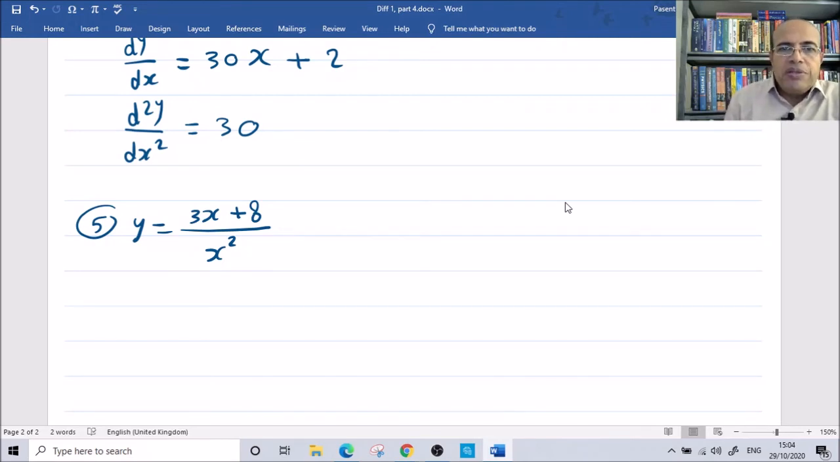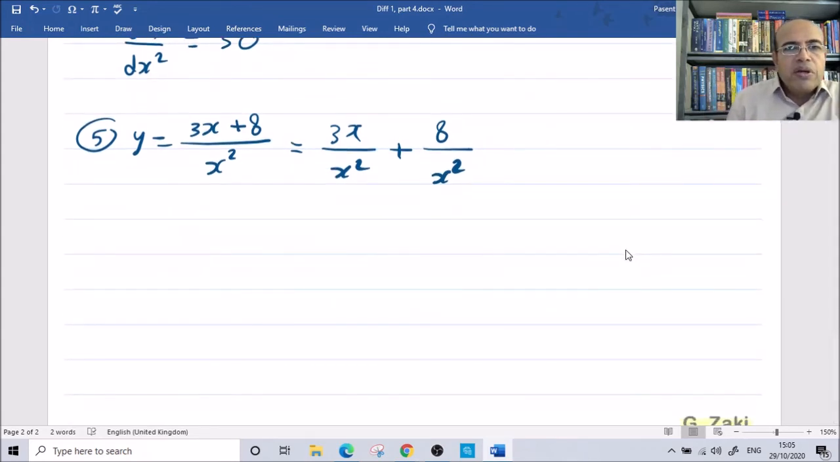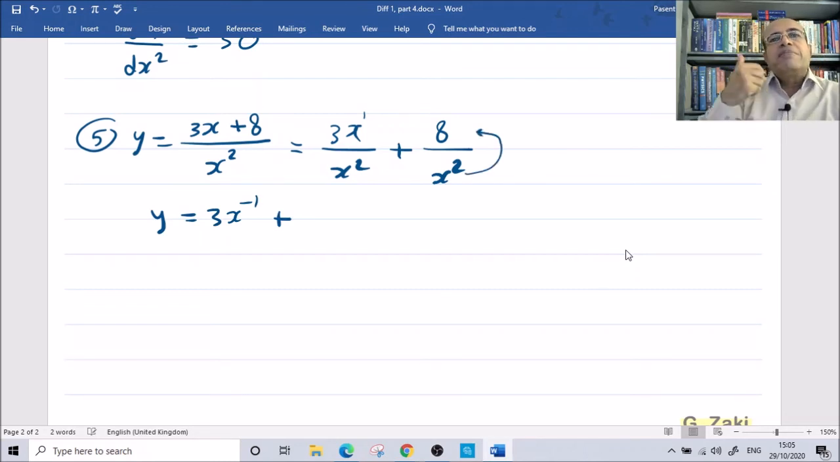Separate. So when you separate this, we write it as 3x over x squared plus 8 over x squared. Simplify. When you simplify this one, y equals 3 x power 1 divided by x power 2, subtract the power 1 minus 2, negative 1, x power negative 1, plus move x squared upward, it becomes x power negative 2, so plus 8x power negative 2. Now we write each term in standard form.